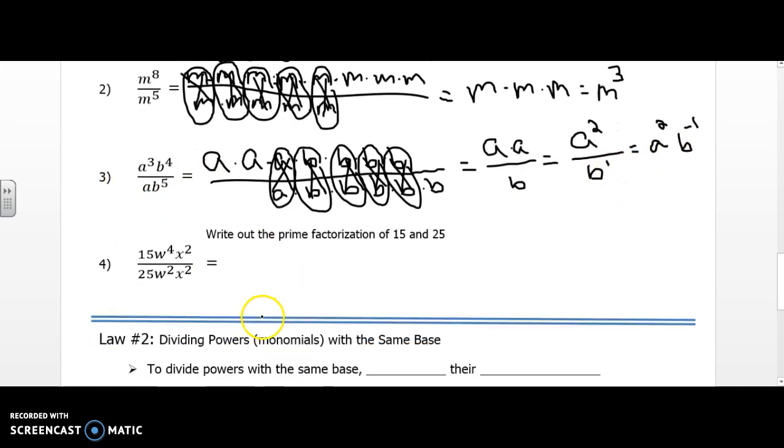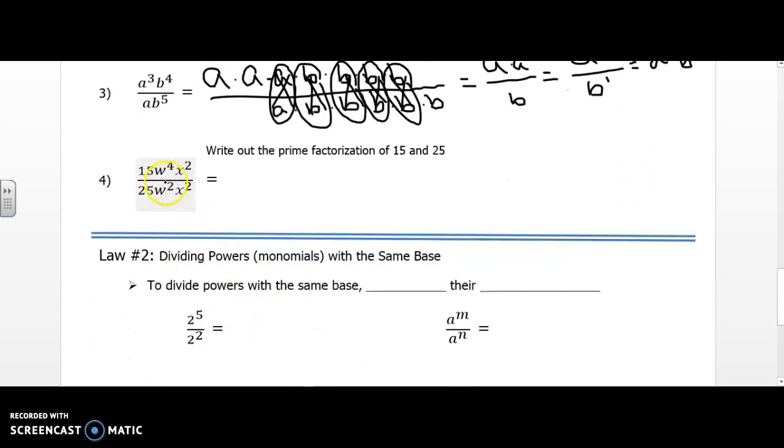All right, hold on to your thoughts. Let's look at one last one. Here we have some coefficients. We have these numbers out front.